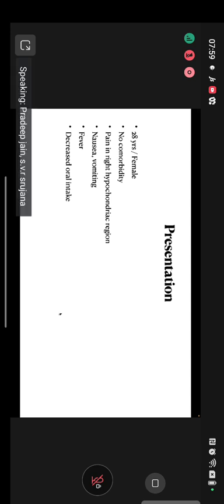Acute calculous cholecystitis. And liver abscess. What else?